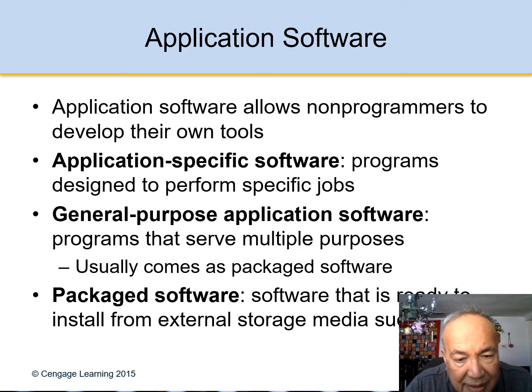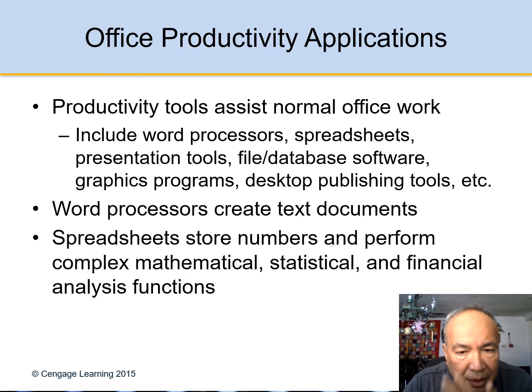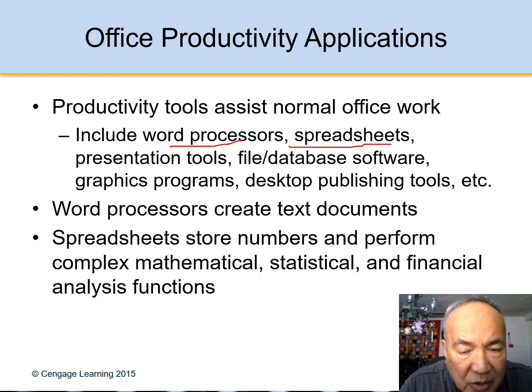And then general purpose software is like Excel. You can use Excel for any application-specific purpose, like finance and accounting. And then you have package software, like CRM and other things that we can use for business purposes. Other productivity applications assist the normal office work. This includes Word for processing, spreadsheets like Excel, and presentation tools like PowerPoint, and other things that come with Microsoft.